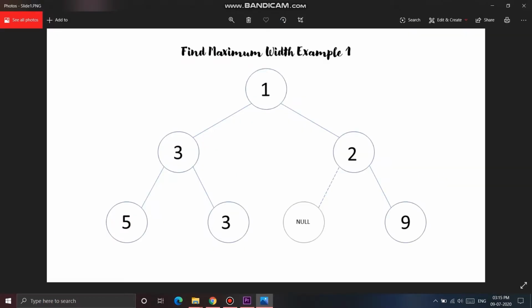For example, in the given binary tree, there are three levels. On level 1, the width is 1. For level 2, because we have two nodes, the width is 2. And for level 3, there are 4 nodes: 5, 3, null, and 9. Therefore, the width is 4.